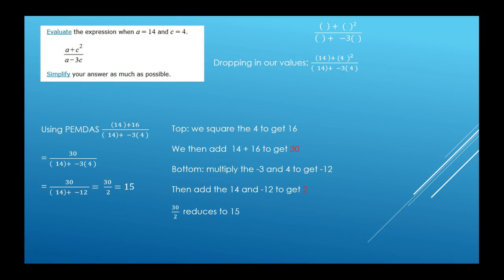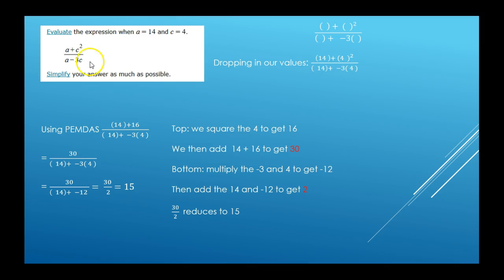So then using our order of operations again, if you want to start on top or bottom, that's up to you. I tend to always start on top. So on top, I have an addition and an exponent. I do the exponent first. 4 squared is 16. So I have 14 plus 16 on top. Then I go ahead and complete the addition to get 30 on the top.